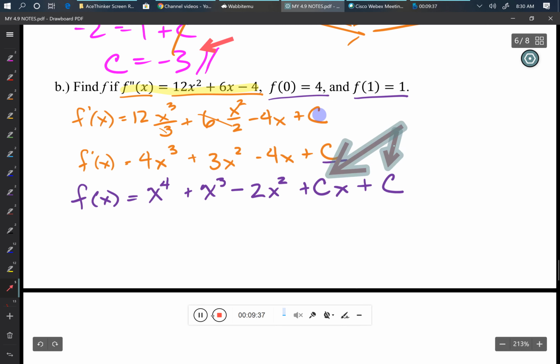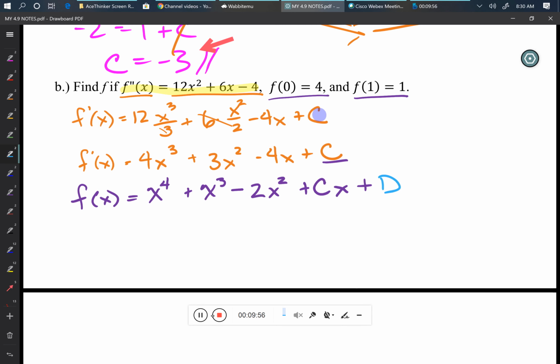So one way to deal with it is to call the first one C sub 1 and the second one C sub 2. Another way to deal with it, rather than using 1s and 2s, would be to call that one C and this one D. It really depends on the author of the textbook and how they decide to do it. Both of them are acceptable. I believe Stewart uses C's and D's, so that's what I'll go with here.